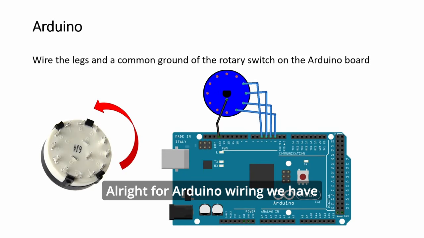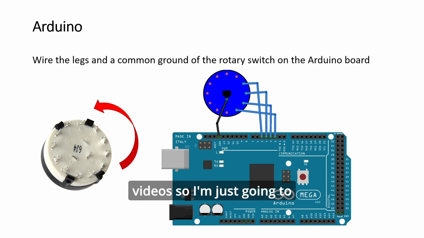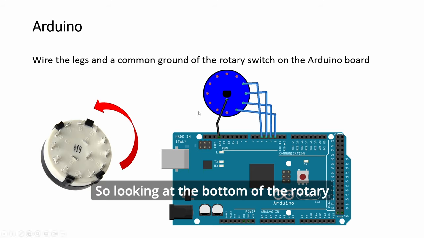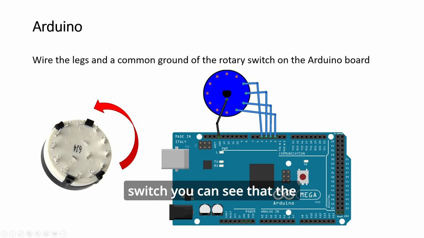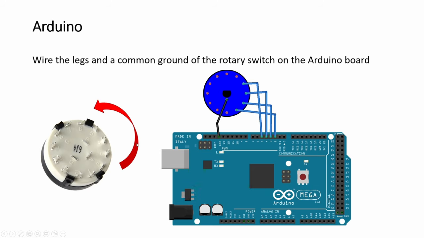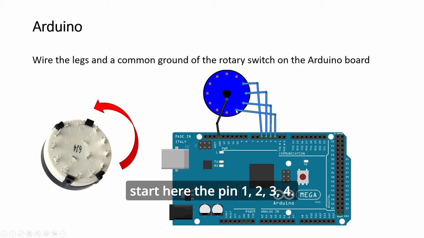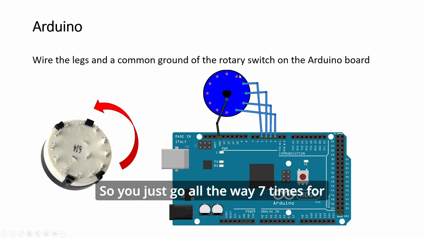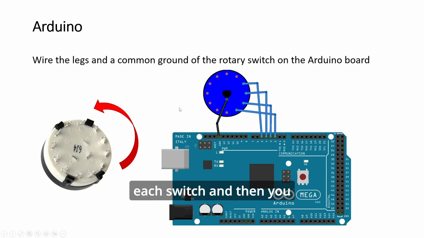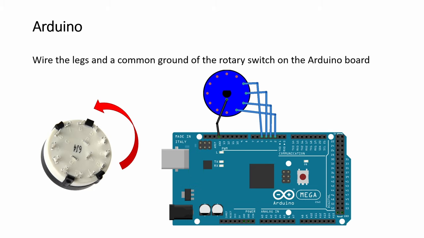All right, for Arduino wiring, we have already seen toggle switches, how to do them in several videos. So I'm just going to focus on one rotary switch here, although we need two for this panel. Looking at the bottom of the rotary switch, you can see that the numbers go counterclockwise, 1 to 12 like this. So this is how I've shown it here. If you do 2, 3, 4, 5, you start here, pin 1, 2, 3, 4. So you just go all the way seven times for each switch, and then you would have wired up the Arduino board.